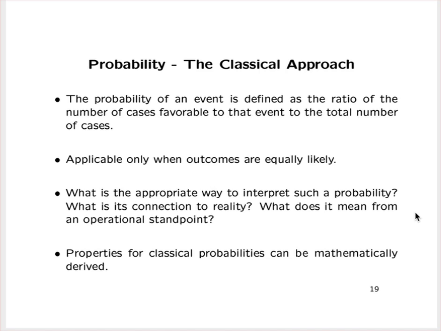Now, in terms of properties for classical probabilities, it can be shown that properties for classical probabilities can be mathematically derived. So there are properties that probabilities have when approached from the classical approach, and those properties can be derived mathematically. Now, you might be thinking, well, of course they would exist, and of course they would be derived mathematically, but I just want to point that out at this juncture.